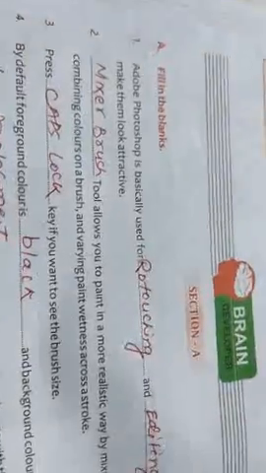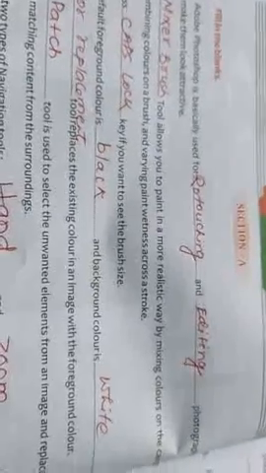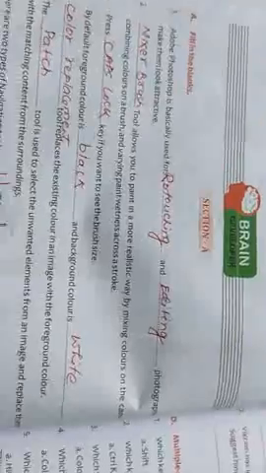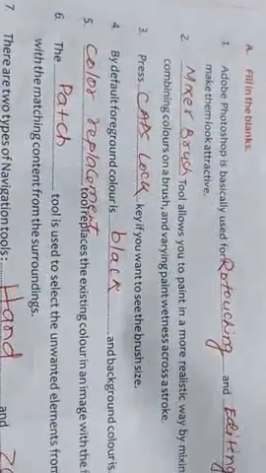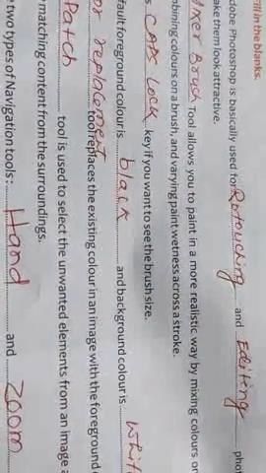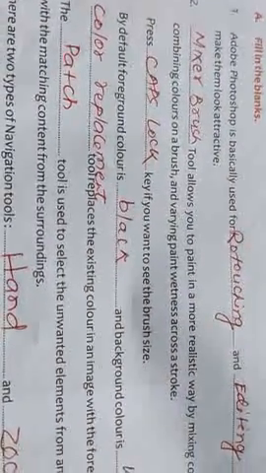Now, fill in the blanks. Adobe Photoshop is basically used for retouching and editing photographs, and the Mixer Brush tool allows you to paint in a more realistic way by mixing color on the canvas, combining color on the brush and varying paint wetness across the stroke. Press the Caps Lock key if you want to see the brush size.